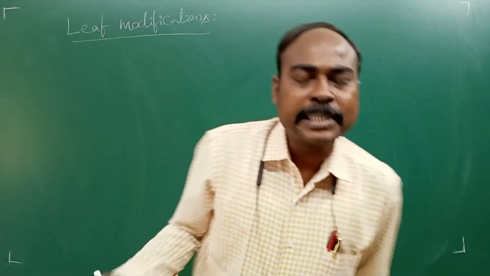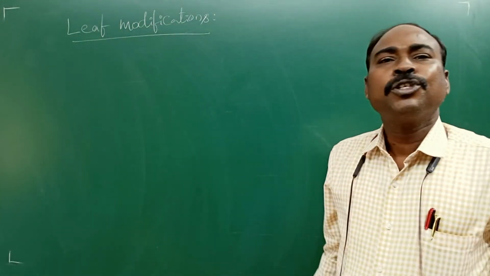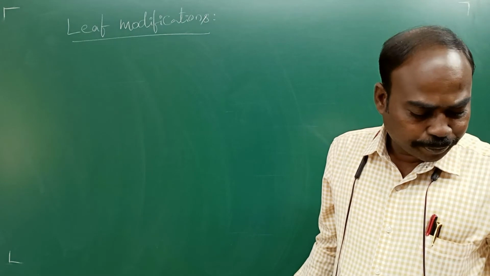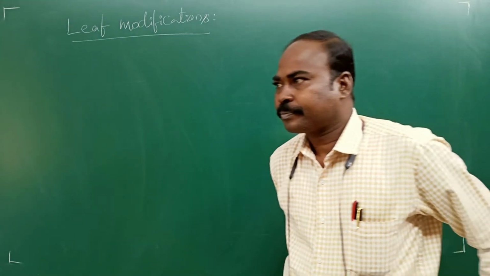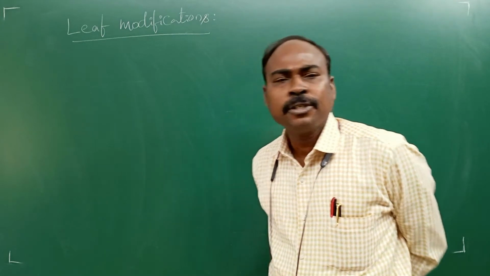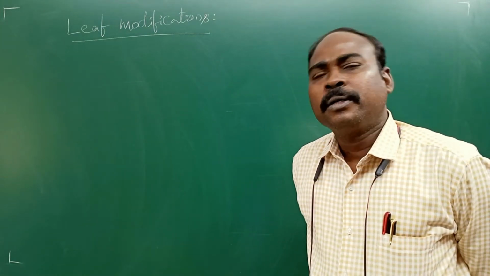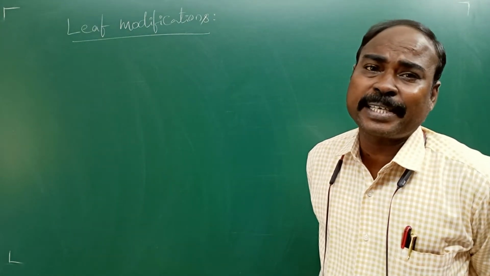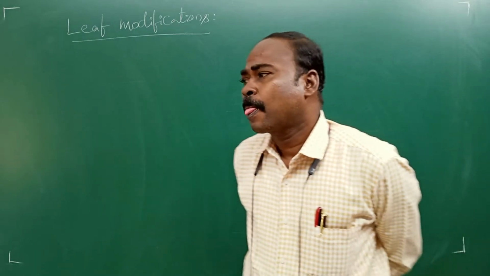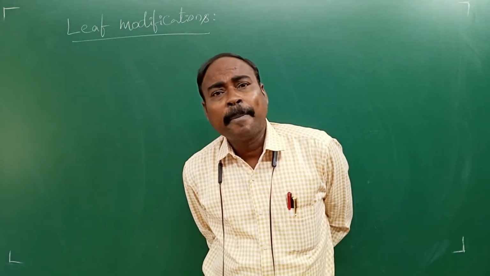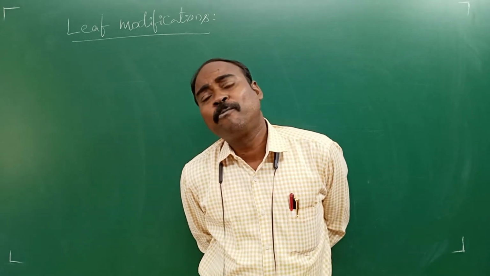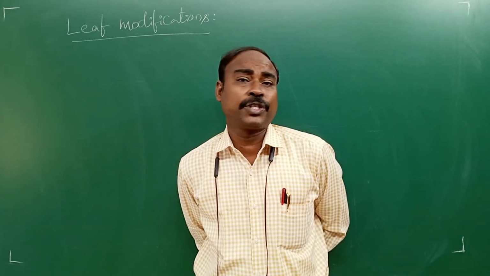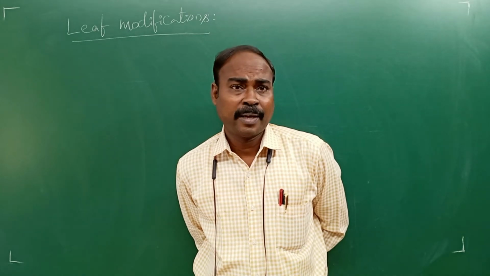We already discussed root modifications and the different kinds of stem modifications. But in the leaf, the main part of the leaf is called the leaf lamina. The main function of the leaf is photosynthesis, which we already discussed.